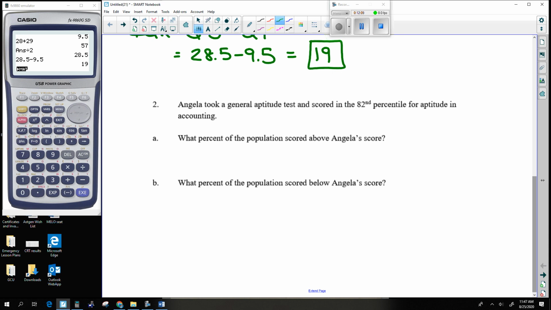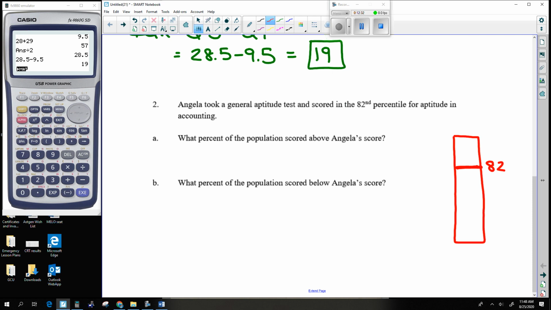Angela took a general aptitude test and scored in the 82nd percentile of aptitude for the company. All right, so think of this as kind of like being a thermometer or something like that. And a percentile is like, in essence, how good you are. And so Angela is at this 82 level. Okay, this is where Angela is.